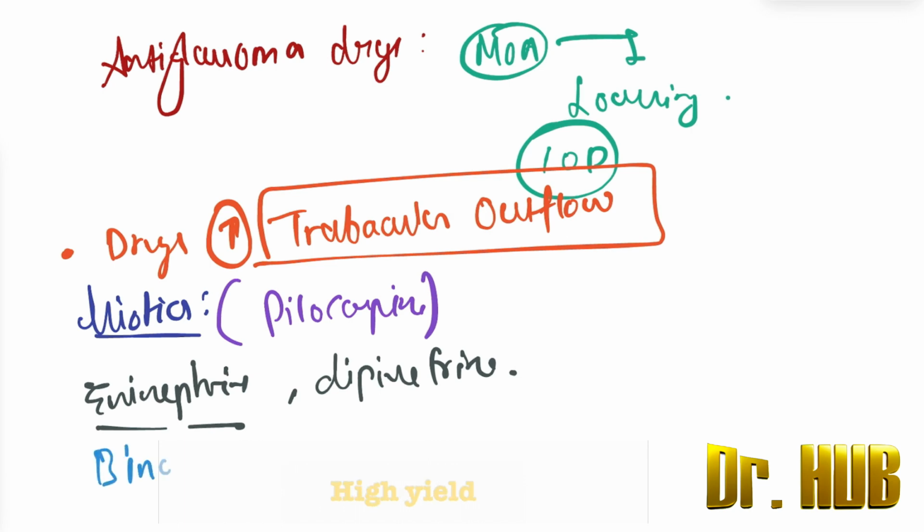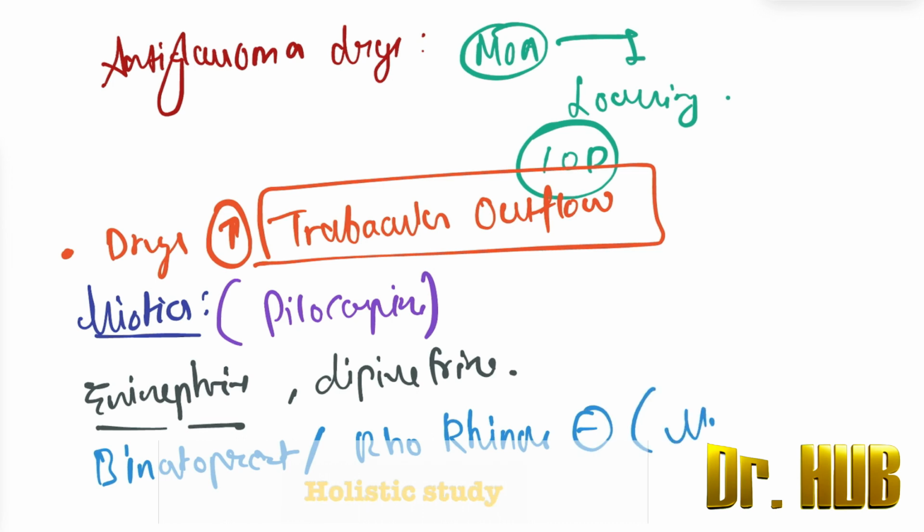There is also the bimatoprost and the rho kinase inhibitor. The rho kinase inhibitor includes netarsudil.